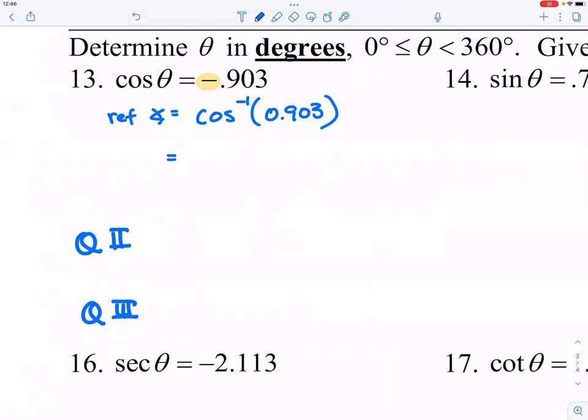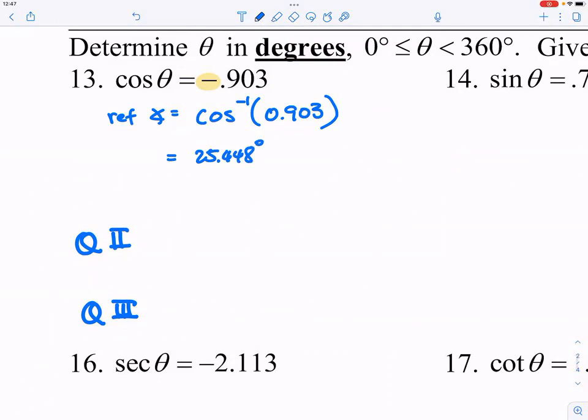Okay. And if you put it into your calculator, make sure you're in the right mode, because we were just doing things in radians. So make sure you're back to degree mode. So 0.903. Oops, so inverse cosine of 0.903. It's 25.448 degrees. Okay.